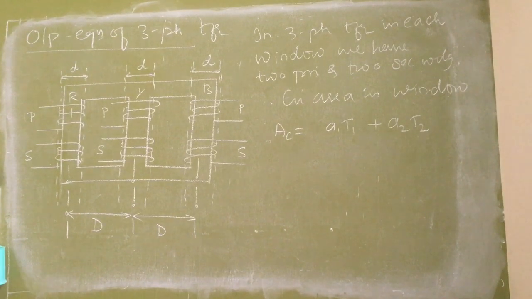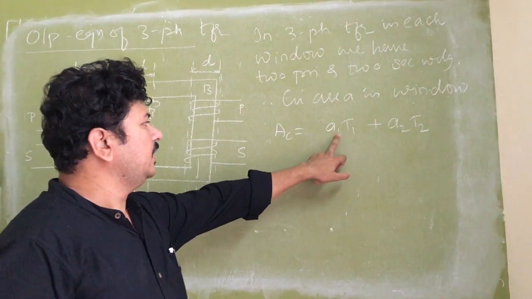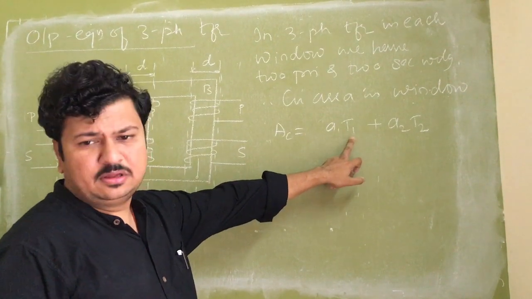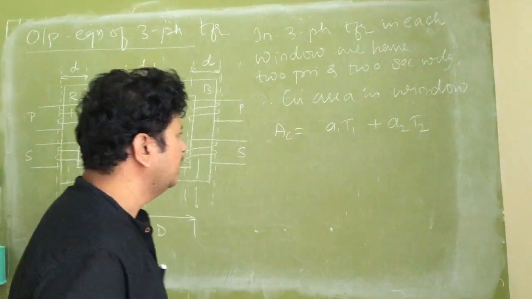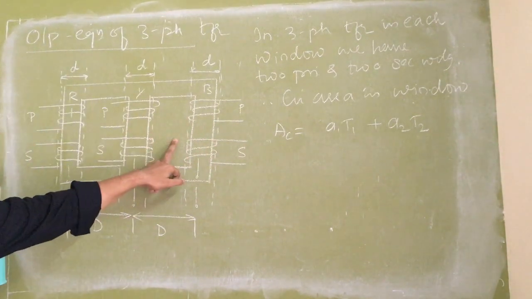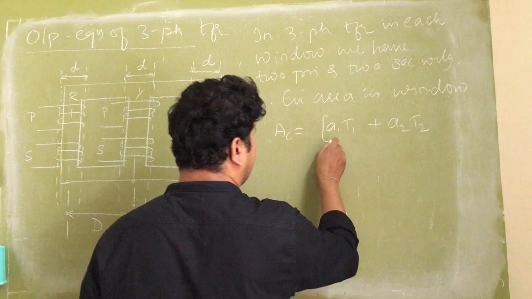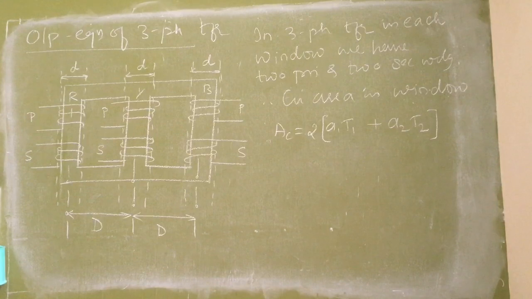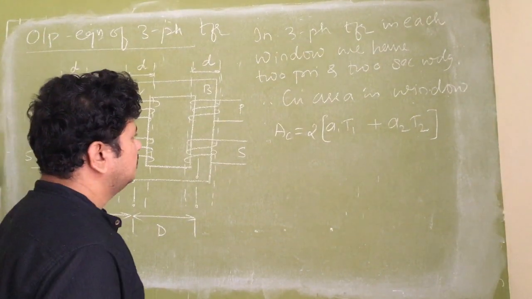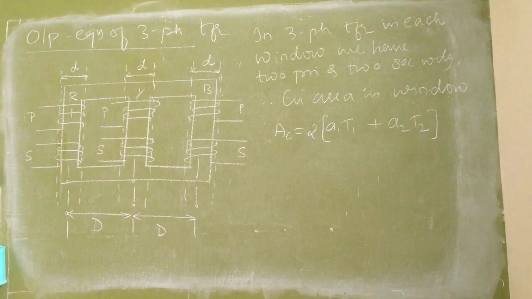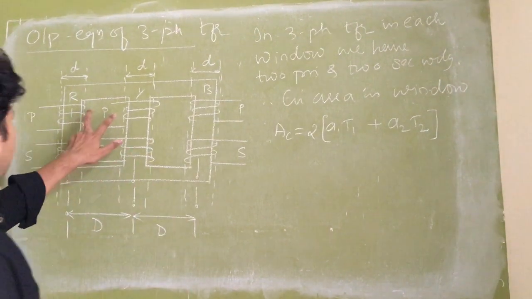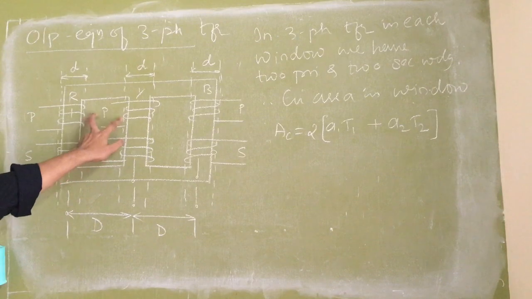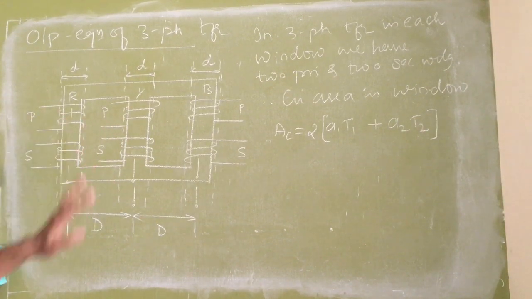No, sorry, this is per phase. This is per phase. Copper area of per phase primary, copper area of per phase secondary. Okay, but we have 2 windings, so it should be multiplied by 2. So total area of copper in the window, okay, there are 2 primary windings and 2 secondary windings. Okay. So copper area in each window is 2 primary plus 2 secondary. So 2 A1 T1 plus 2 A2 T2 in each window. Okay.